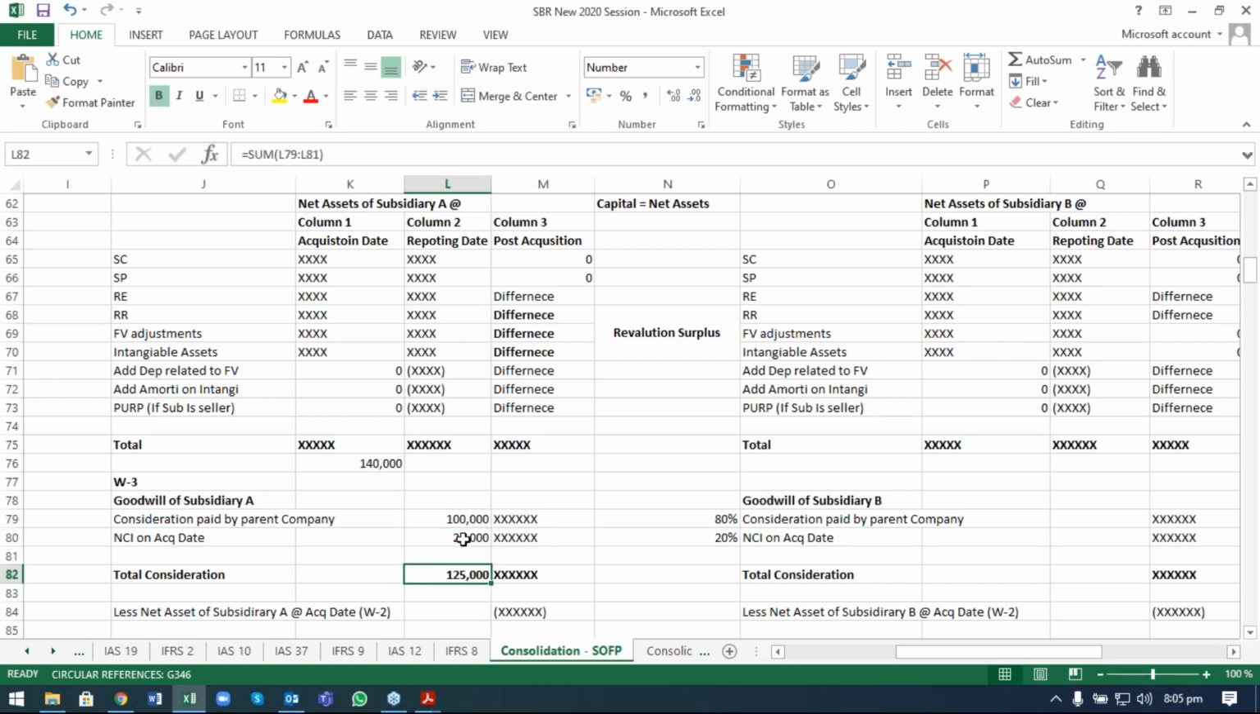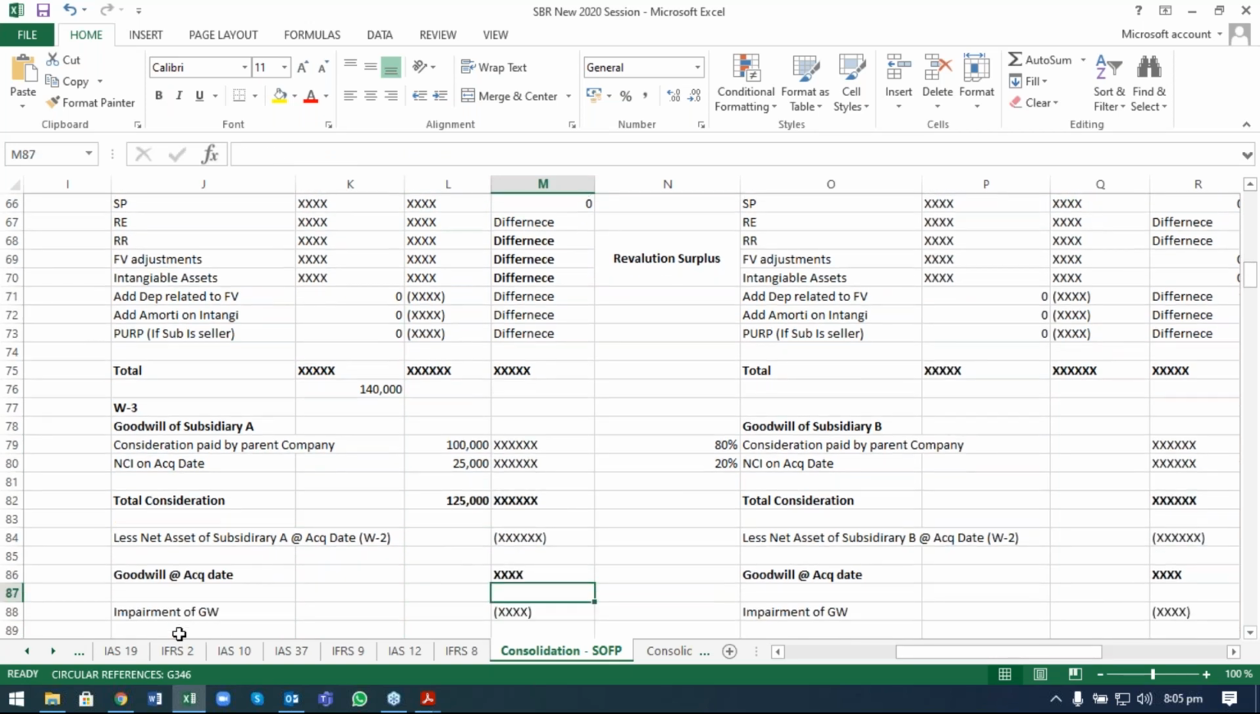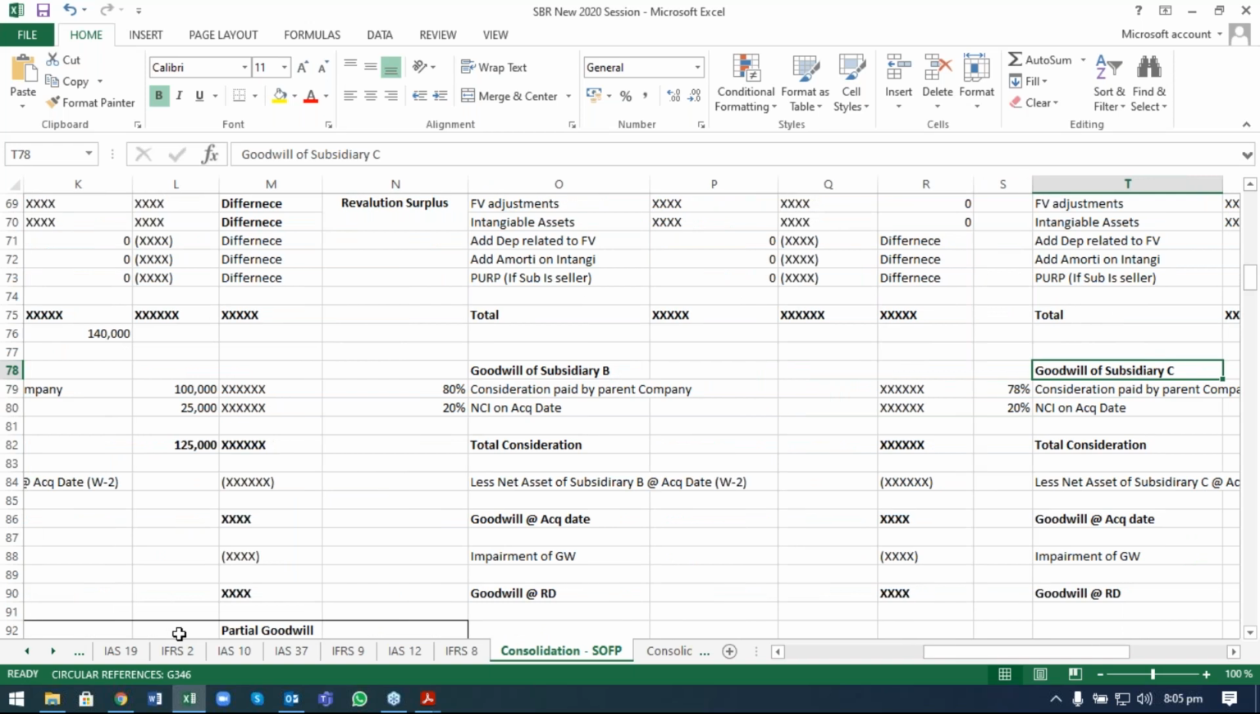So this gives you the total consideration, and you have to deduct the net assets of subsidiary you have calculated at acquisition date, which comes from working number 2. Once you have deducted it, you will find out goodwill at acquisition date. Any impairment within the goodwill should be deducted, and the rest is the goodwill at reporting date, which is the data you'll be getting up here, right? Next, you have to perform this step for subsidiary B, and for subsidiary C. So you have found out goodwill of subsidiary A, subsidiary B, and subsidiary C in separate calculations.